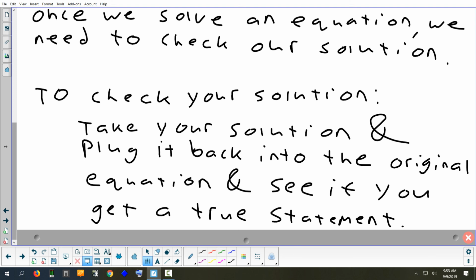Now, when you plug it in, and this will make more sense when we do it, you're hoping for a true statement. An example of a true statement is this. 3 equals 3. 7 equals 7. So you're going to end up with something like that when you check it, if you solved it correctly. Now, if you ended up with something like this when you check it, it means one of two things. Either you made a mistake when you checked it, or you plugged in the wrong answer. So you've got to go back and try solving the equation again. But that's what you want to end up with. 3 equals 3.